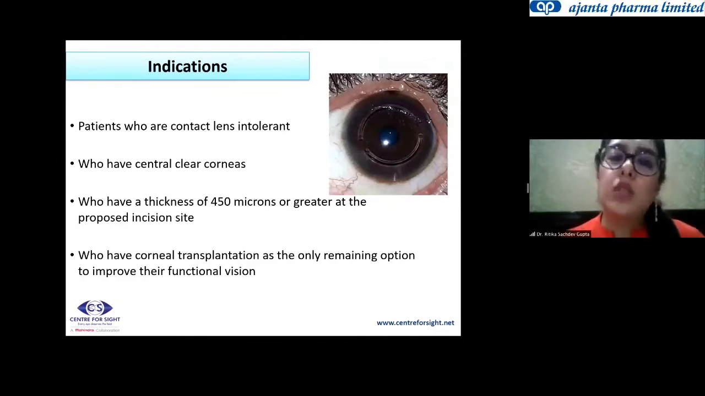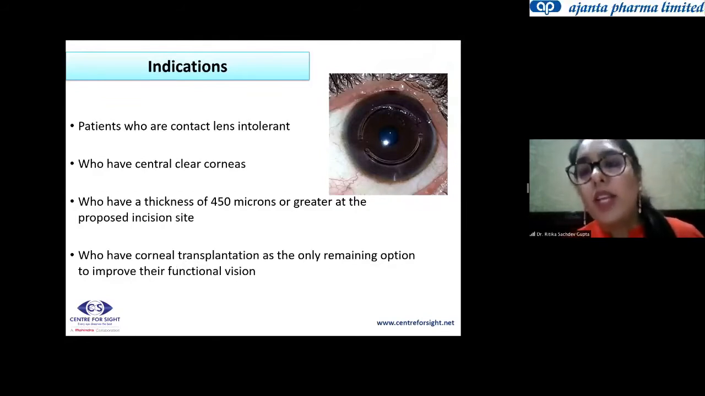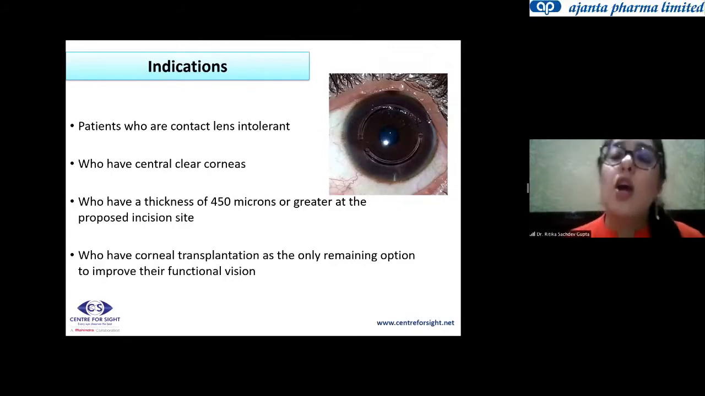We classically use it in patients who are contact lens intolerant and have central clear corneas. The area where the intact segment or the ICRS segment has to be implanted should have a thickness of 450 microns. Remember, this is usually not the central area, it's a paracentral area, and you are able to get this thickness in patients with keratoconus in the peripheral areas, which is where the ICRS is implanted.